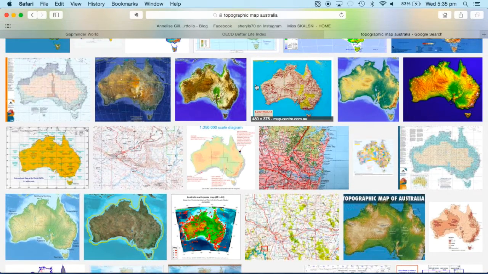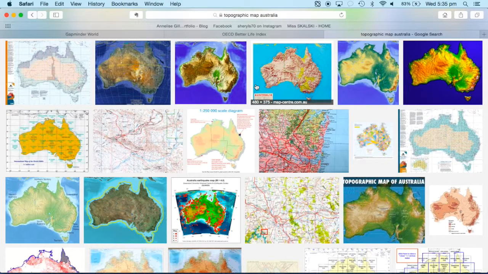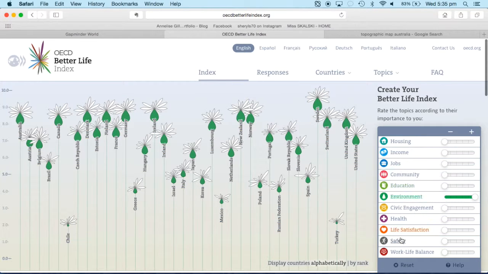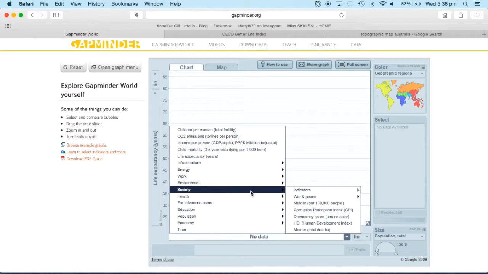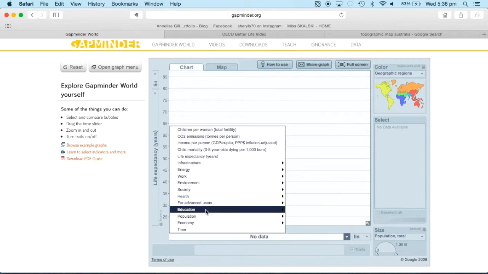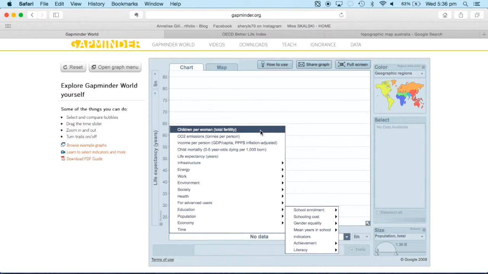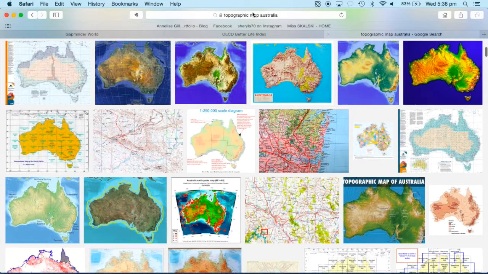Okay, the next one on the list is looking at entertainment. Now, what have we got? We've got life satisfaction here, how happy they are. We've got community, which is sort of the social support networks, and work-life balance. They can all be involved in that sort of entertainment. Gapminder doesn't have anything really about entertainment, unless you find murder entertaining. Nope. So we need to go somewhere else.